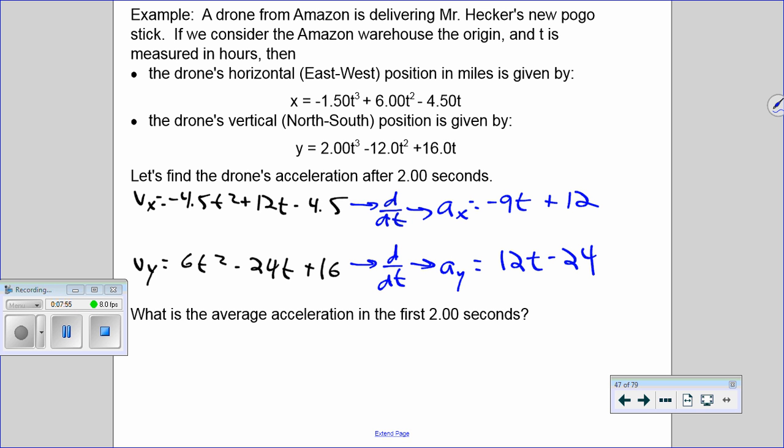Problems with any of that? All right, so what's the question asking us to find? The acceleration after 2 seconds. I just need to go back and change everything to meters and seconds because I'm never going to get it right. Okay, so what should I do? Plug in 2 seconds. So acceleration x after 2 is going to be negative 9 times 2 plus 12, which gives us negative 6 miles per hour squared.